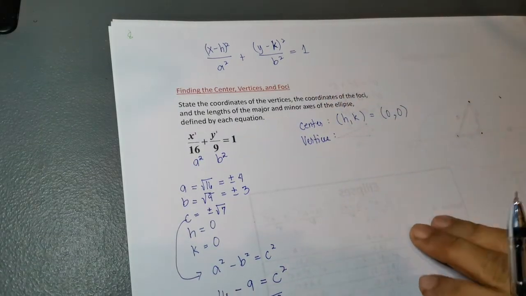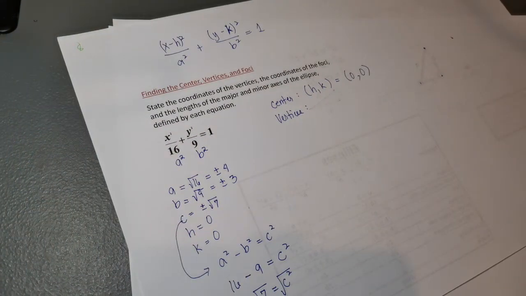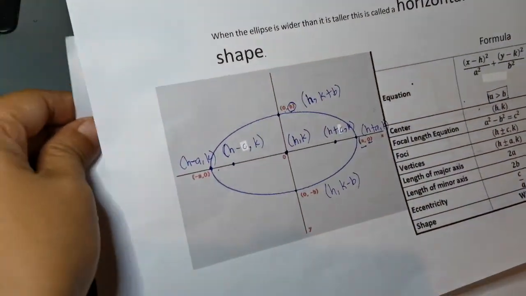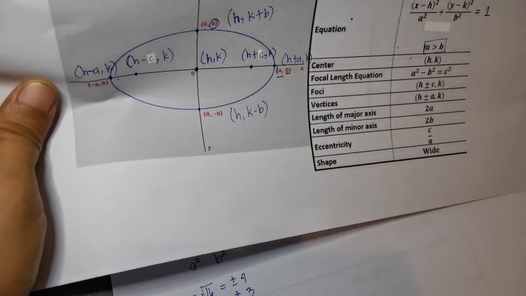Okay, so balikan natin. Ayan, nasa likod siya. Ay, hindi. Nandito pala. Nasaan yung horizontal? Ayan, ang ating horizontal. Okay? Ayan. So, ang hinahanap natin ay vertices.